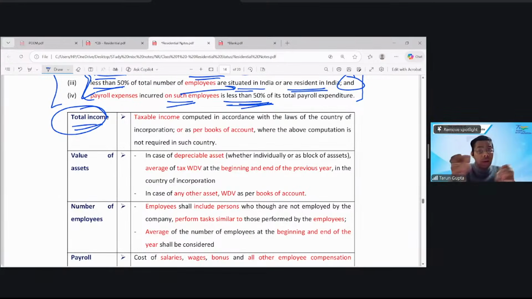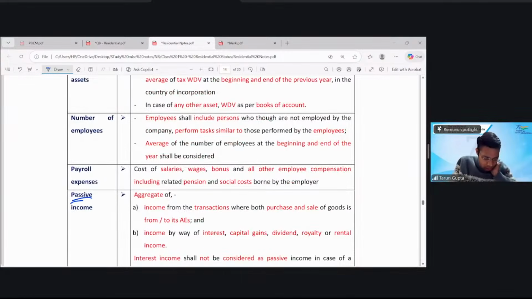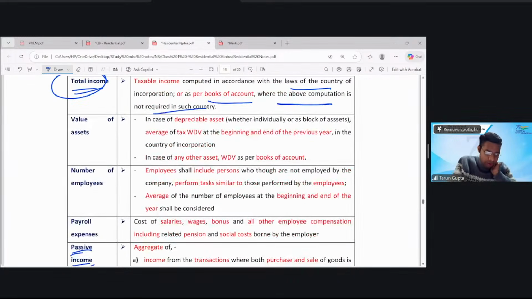Or if there is no tax in Singapore, it may happen that it is a tax haven, or there may be a country which is a tax haven. So in such case, the total income means the income as per books of account. So everything is very logical. Total income is computed in accordance with the law of the country of incorporation, or as per books of account where the above computation is not required in such country. Now, passive income. So this passive income should be 50% or less than this total income. You are with me?